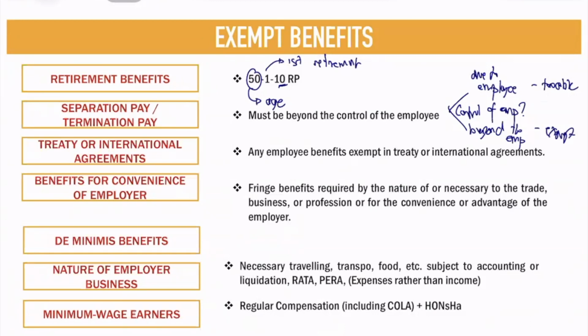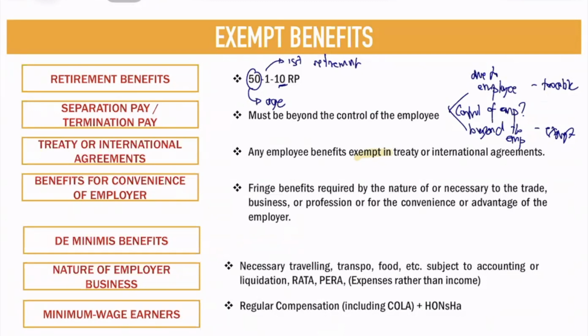Next, we have treaty or international agreements. If the benefit or the compensation is due to a treaty or international agreement, then that is considered exempt. Or if the treaty or international agreement exempts that benefit, then it is considered exempt.